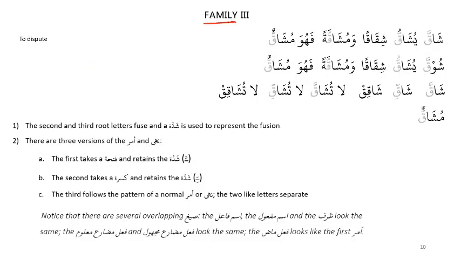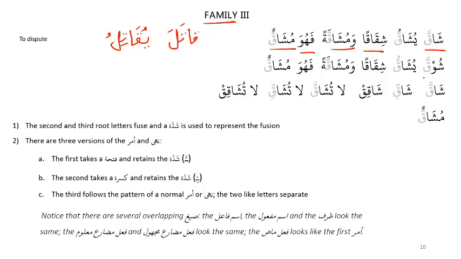Okay. Family 3, shaqqa. So yushaqqu shiqaqan wa mushaqqatan. Which bab is this? Fa'ala. Exactly. Our example was qatala. Qatala, yuqatilu. And then the two masdars were qitalan and muqatala. Okay, so those were the two masdars. Fahua mushaqqun. So shaqqa means to dispute. Fahua mushaqqun is one who disputes.